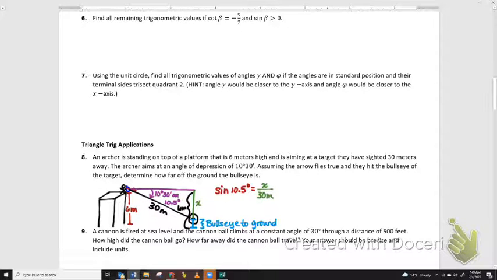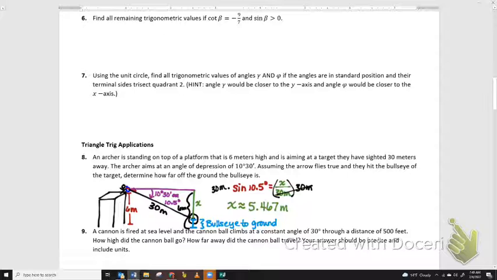And then I can find x by doing what? Multiply both sides by 30. And so we get that x is approximately how much? 5.467 meters, right?